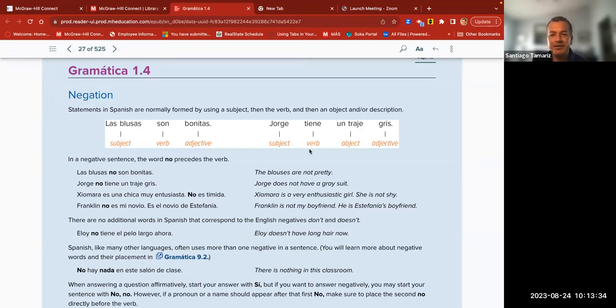Identify the verb and ask the verb what. Jorge has a gray suit. What does Jorge have? He has, oh, the answer is he has a suit. No? So traje is the object. In a negative sentence, the word no precedes the verb.